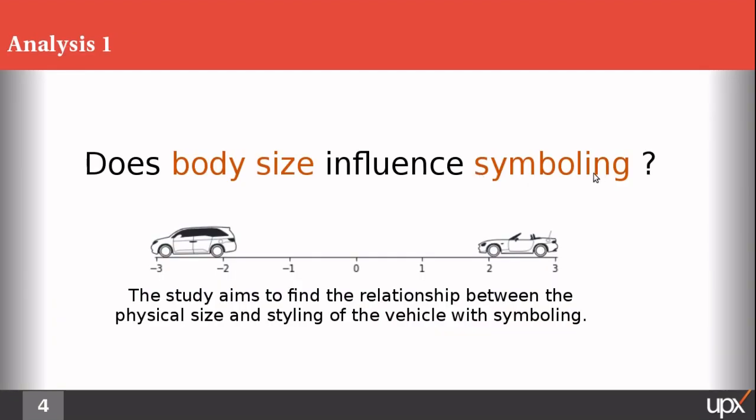Now let's start with analysis 1. Does body size influence symboling? This study aims to find the relationship between the body style or the physical appearance of the car, the body styling of the car, with the symboling value.